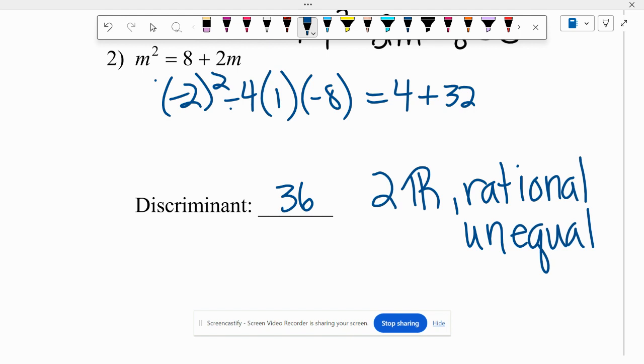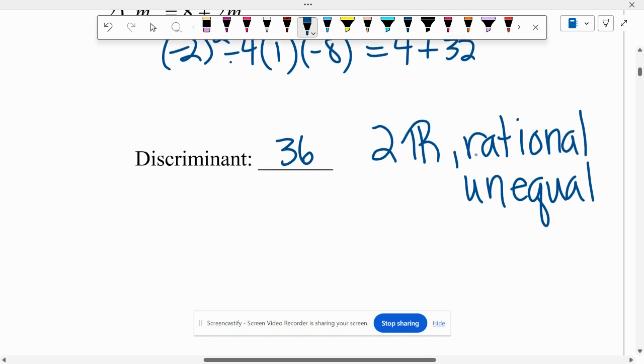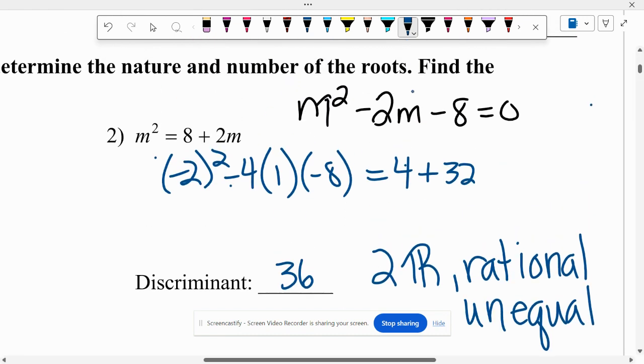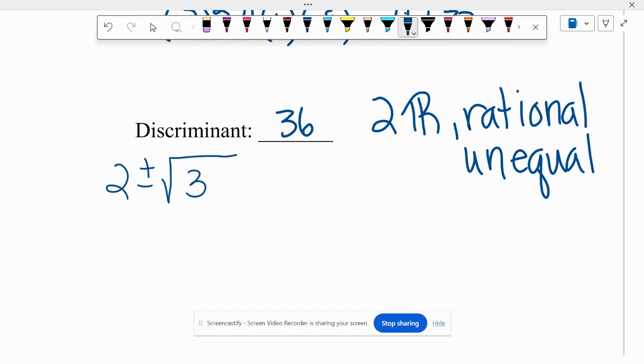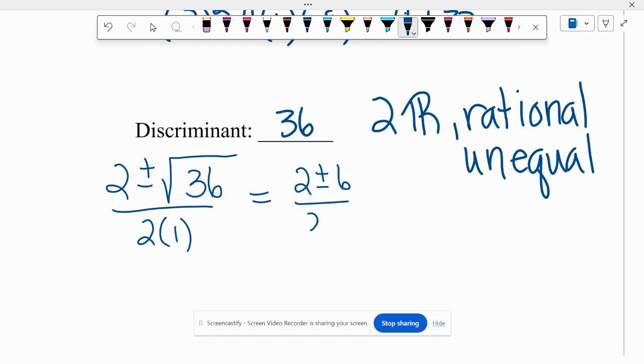So now we have to say what the two roots actually are. I have to solve. And that is using the quadratic formula. So the opposite of b, well, b is negative 2. So the opposite of negative 2 is positive 2, plus or minus the square root of b squared minus 4ac, which is 36. We already did that part. All over 2a. That's 2 times 1. Okay. So I have 2 plus or minus, what is the square root of 36? 6. And 2 times 1 is 2.